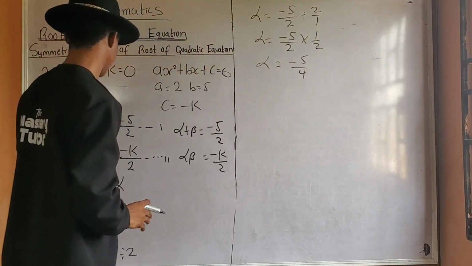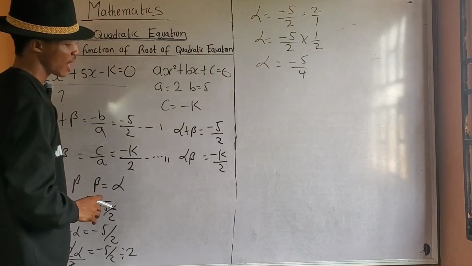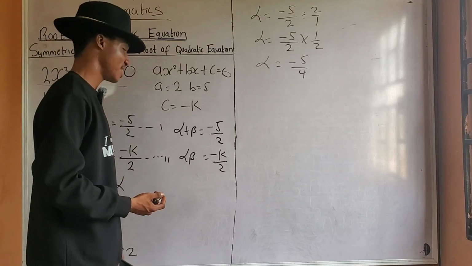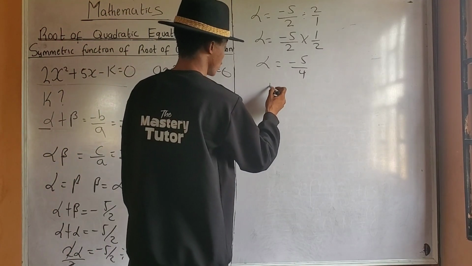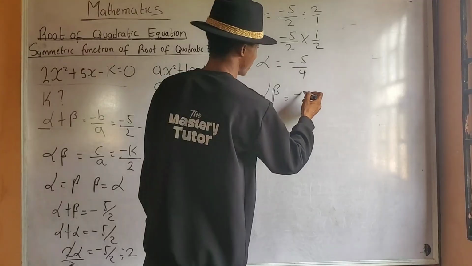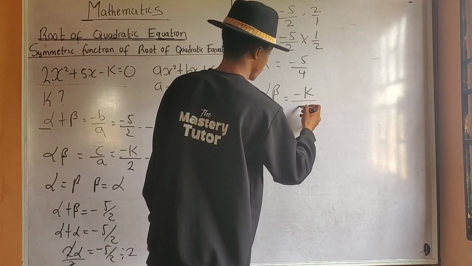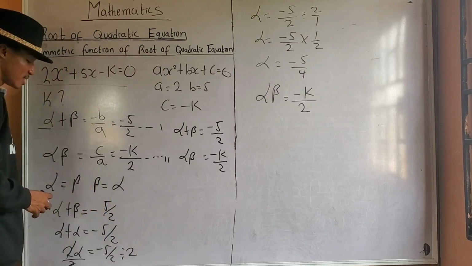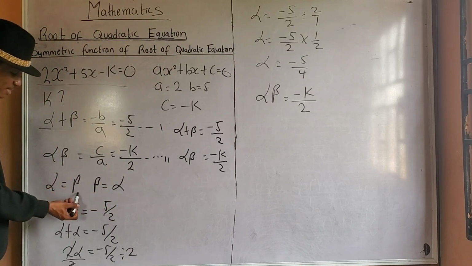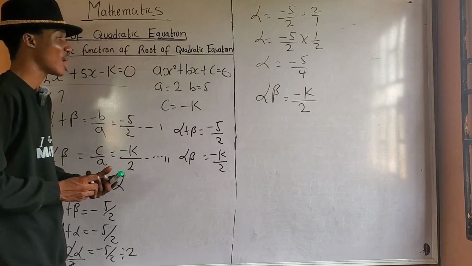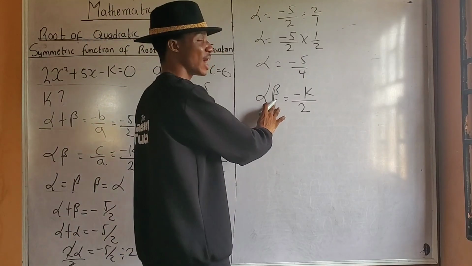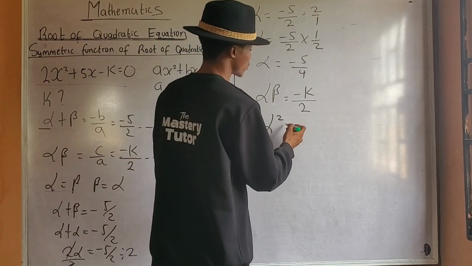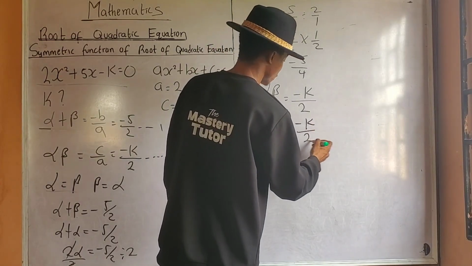Now, our goal is to find the value of k, not the value of alpha. To get the value of k, don't forget that from equation 2, alpha beta equals minus k over 2. Since we know that the roots are the same, that means alpha is the same as beta. So I can replace the value of beta here also as alpha. So I'm going to have alpha times alpha, that is alpha squared. Alpha squared equals minus k all over 2.